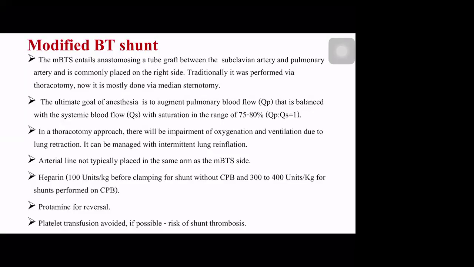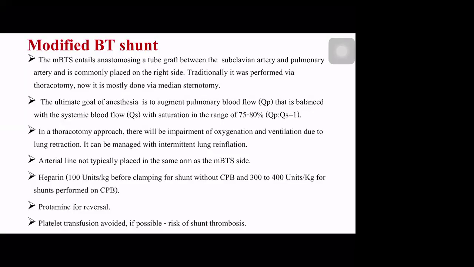The ultimate goal of anesthesia is to augment the pulmonary blood flow, balanced with the systemic blood flow, with a targeted saturation goal of 75 to 80%. It has been seen that with a saturation of 75 to 80%, we can achieve a Qp:Qs ratio of 1.